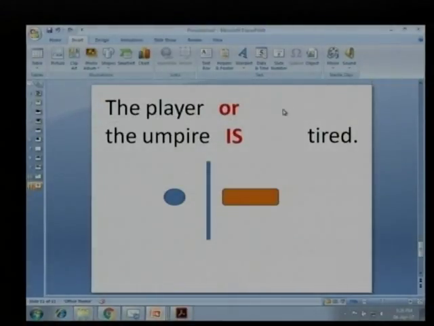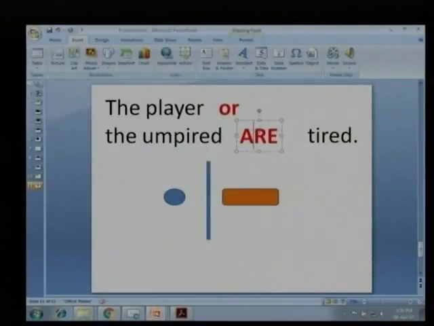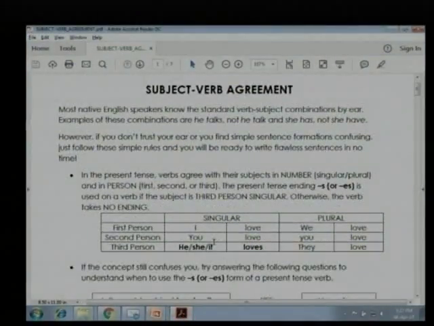Now if I make a change, the player or the umpires, should it be is tired or are tired? Obviously it will be are, because the closest subject to my verb is plural form. So even though the separator is still there, I'll say umpires, the umpires are tired. Now let's play around a bit. If I say the players or the umpire, I've made this plural and this one singular, I will still say is, because the umpire is tired. If I make this plural as well and this is singular, doesn't matter, because once I have the or, I need to take into consideration what's after the or. Okay, let's look at certain scenarios here and let's understand in detail.